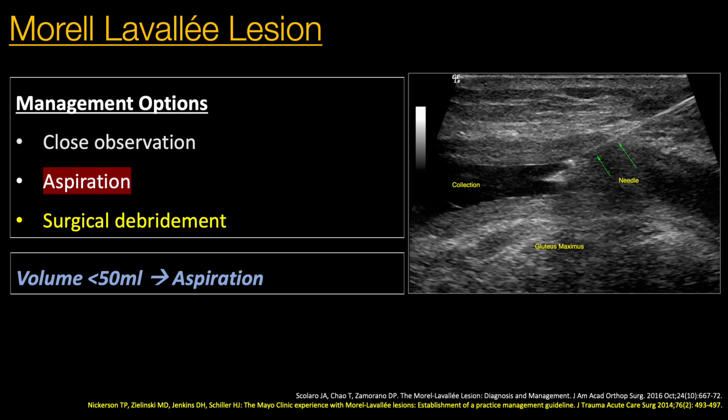Large lesions might actually require formal surgical debridement, and if the Morel-Lavallée lesion recurs following aspiration, then it's worthwhile considering to inject a sclerosing agent like doxycycline and so on.